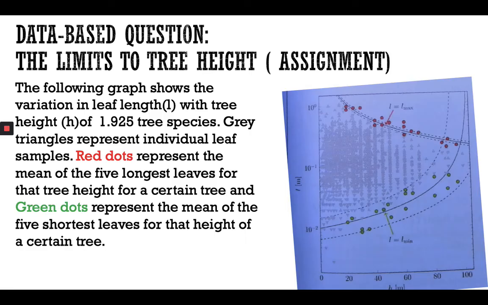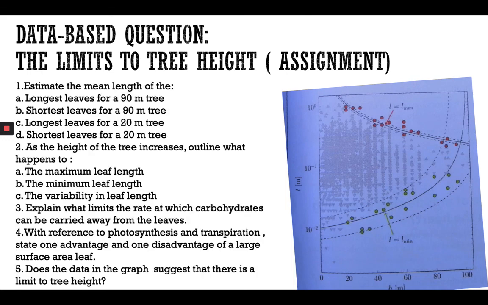So we have got a data-based question, which is your assignment. Here we have got the graph. The following graph shows the variation in leaf length with tree height, and the gray triangles represent individual leaf samples. The red dots represent the mean of the five longest leaves for that tree height for a certain tree, and green dots represent the mean of the five shortest leaves for that height of the certain tree. Then you're going to answer those questions.